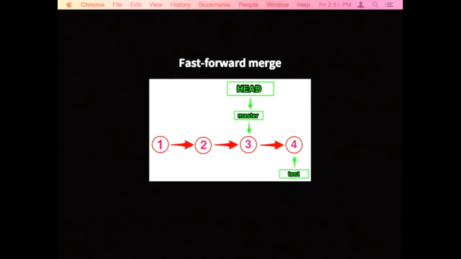So let's review. After git checkout master, HEAD is pointing back to master, and we have a test branch that is ahead of us at commit number 4. Now what we do with git merge test is, since there are no new commits on the master branch, we can simply fast forward and advance master to be the same as test.